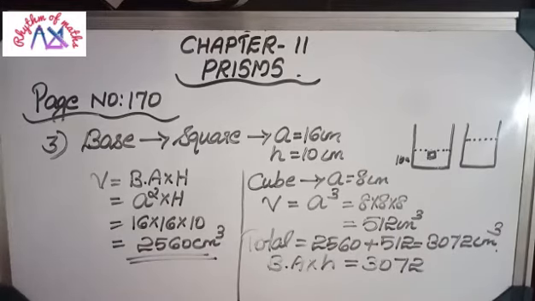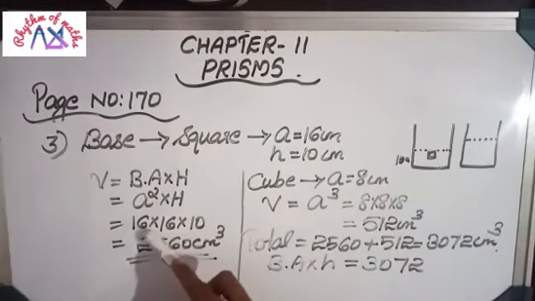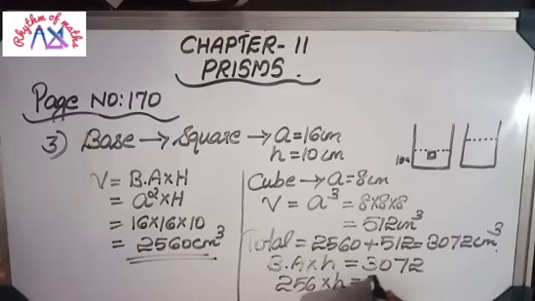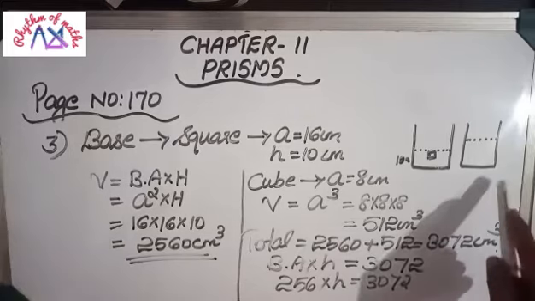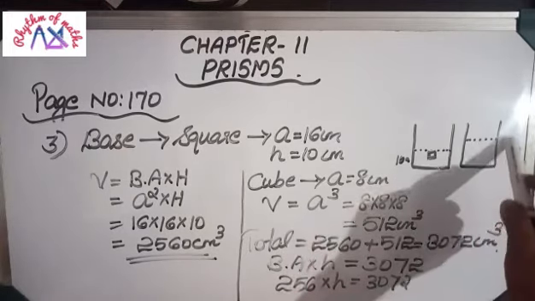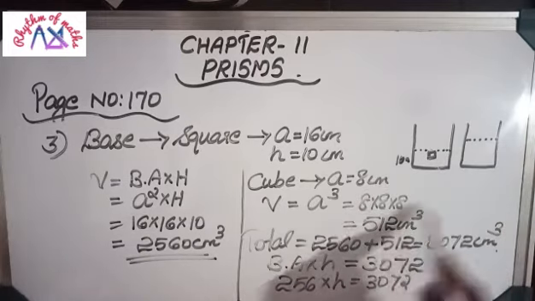Now base area means the same base. Here we are considering the same square base. Its area is what? 16 into 16, that is 256. So that 256 we can keep here. 256 into height, the answer is 3072. We need to find this height, because after immersing a solid cube, the water level rises up to this much. This raised level of water we need to find.